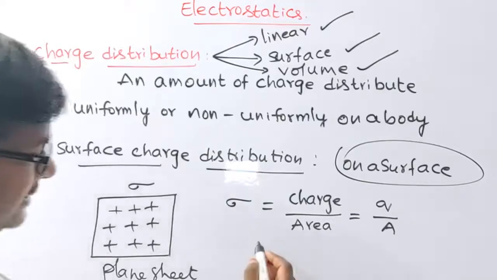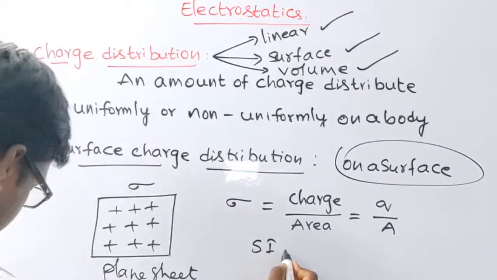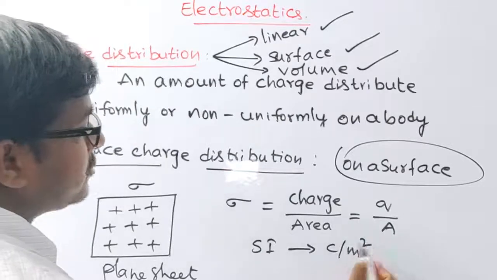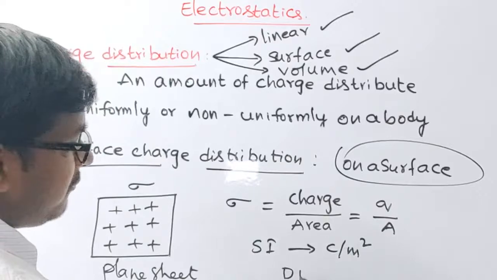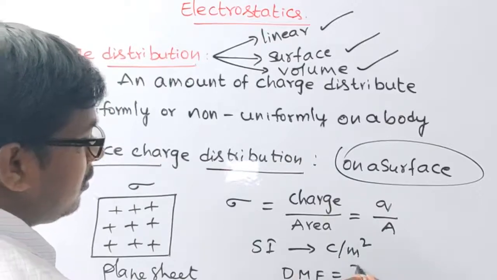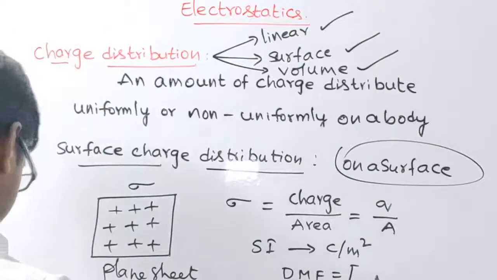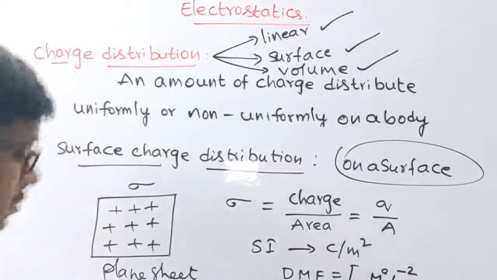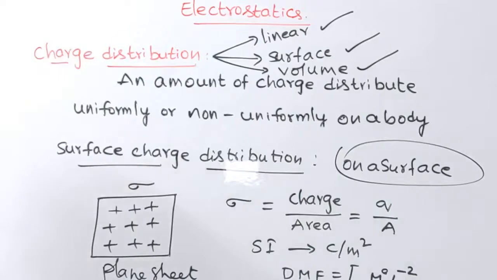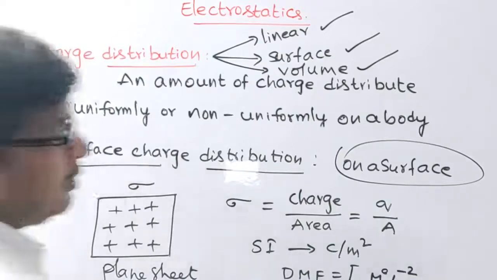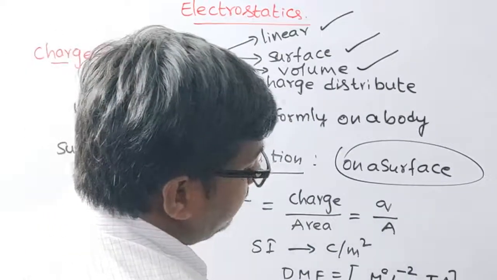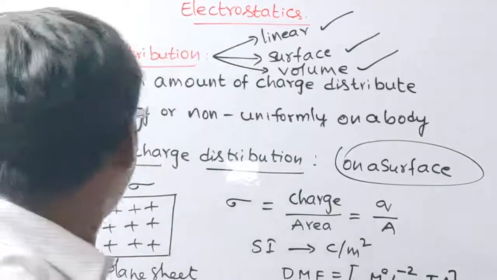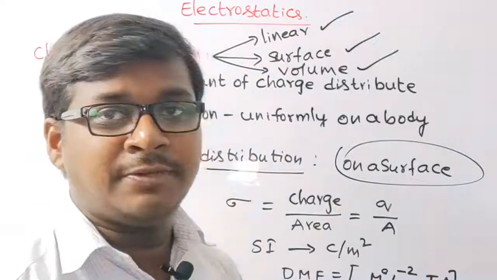The SI unit is coulomb per meter square. The dimensional formula is M⁰ L⁻² T A. This is the dimensional formula for surface charge distribution.